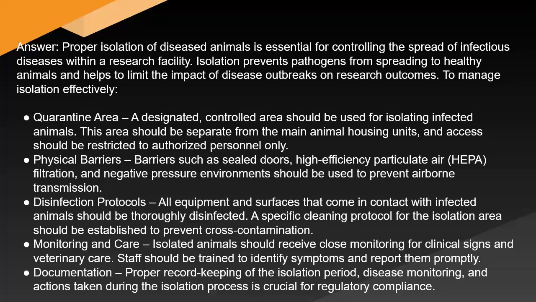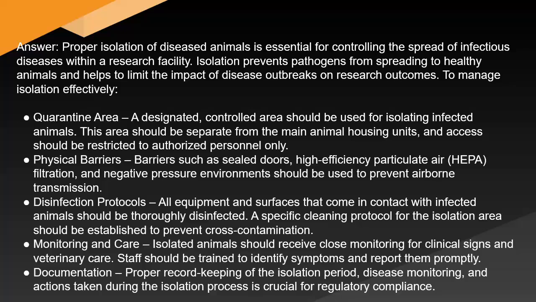Isolation prevents pathogens from spreading to healthy animals and helps to limit the impact of disease outbreaks on research outcomes. To manage isolation effectively, use a quarantine area. A designated, controlled area should be used for isolating infected animals. This area should be separate from the main animal housing units, and access should be restricted to authorized personnel only.